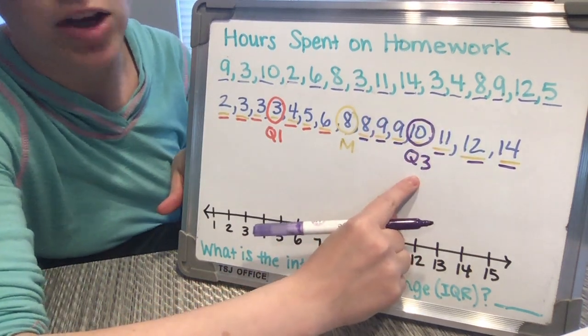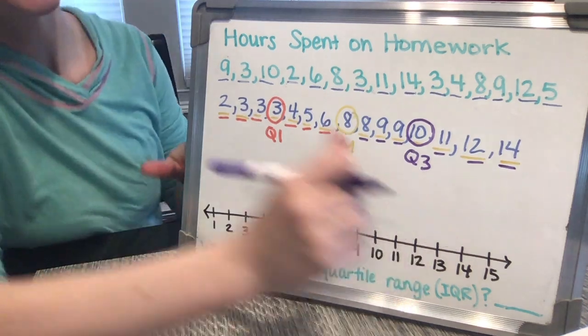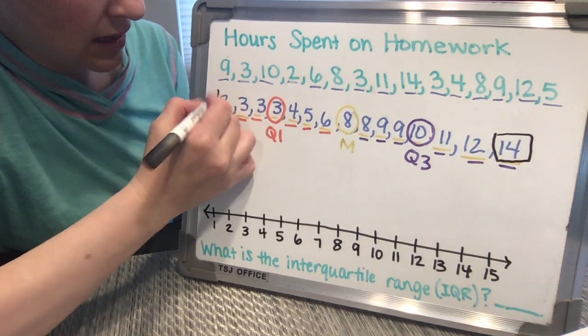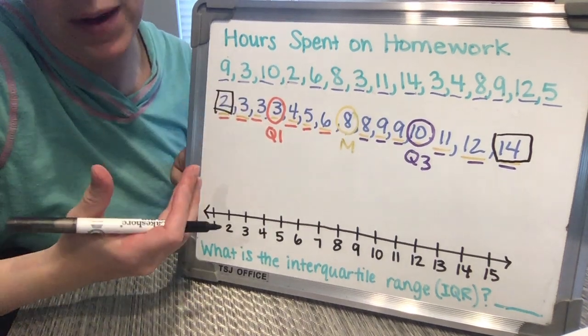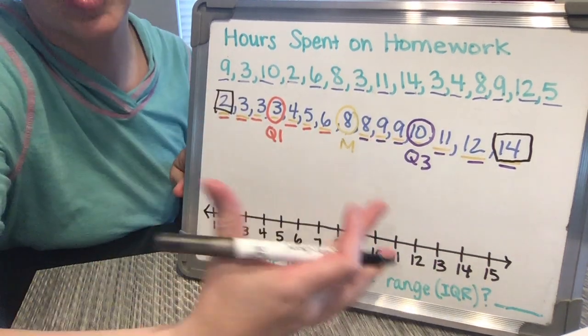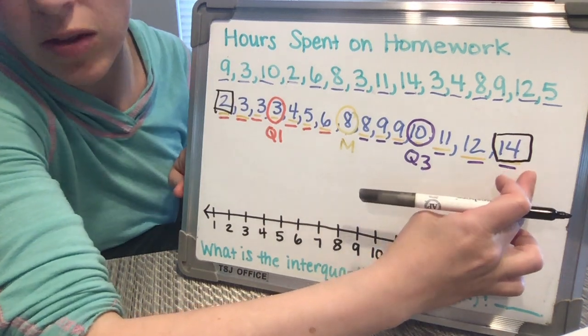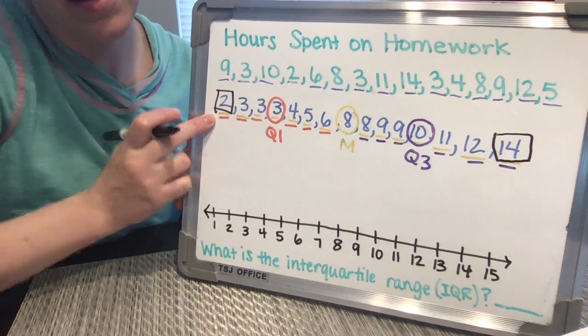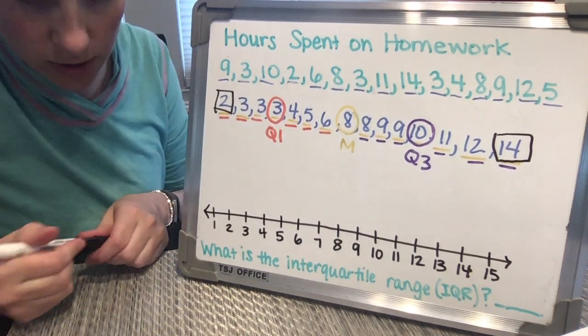So I'm labeling that Q3, or third quartile. And last but not least, I like to circle the highest and the lowest because these are going to become my whiskers. I saved this for last just because I need to know that my whisker is going to reach all the way up to the highest piece of data, which is a 14, and there's going to be a whisker over here that reaches to the lowest part of my data, which is a 2.